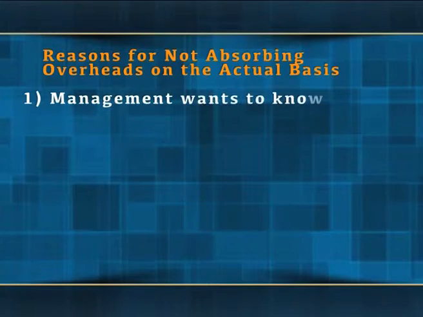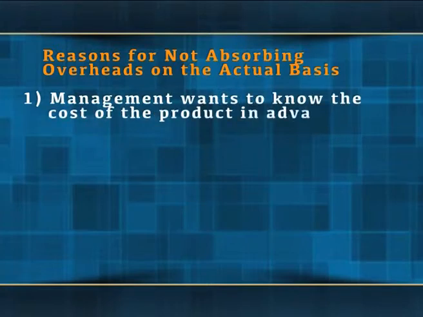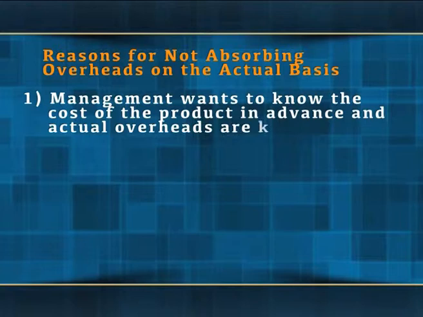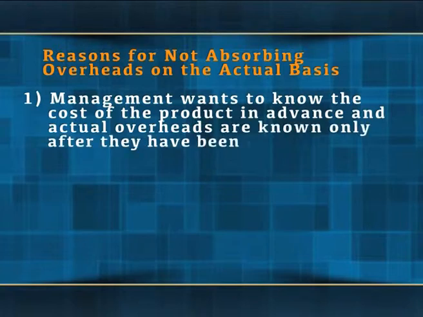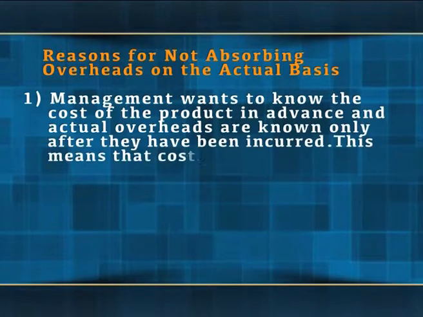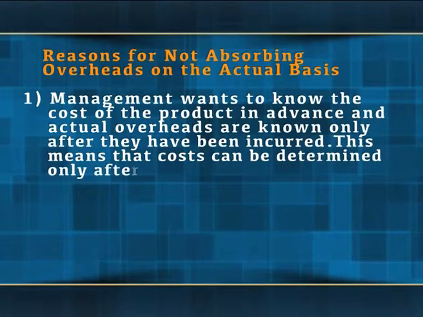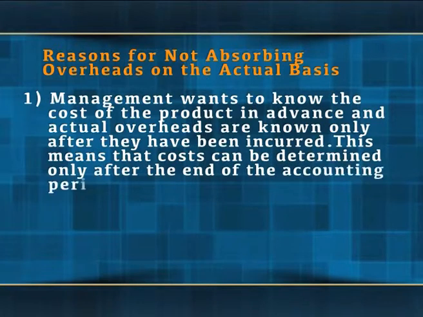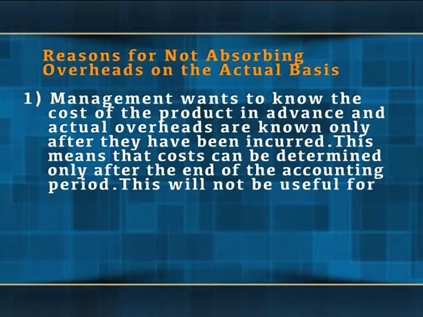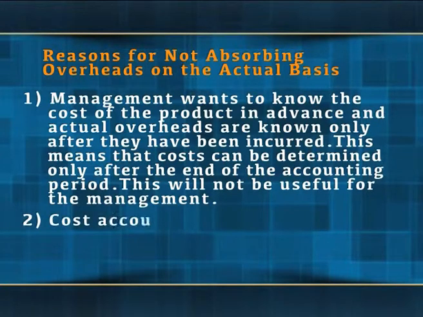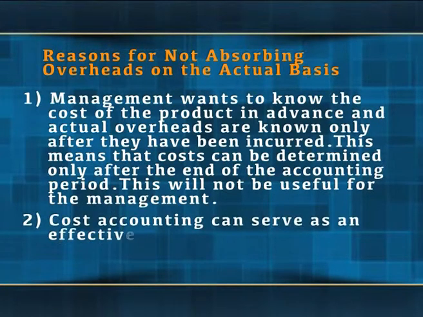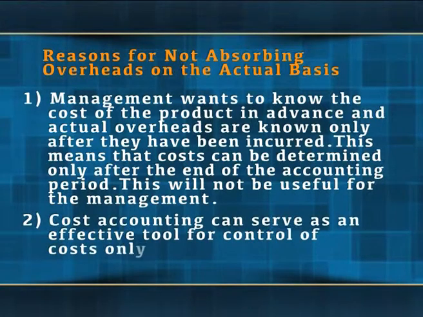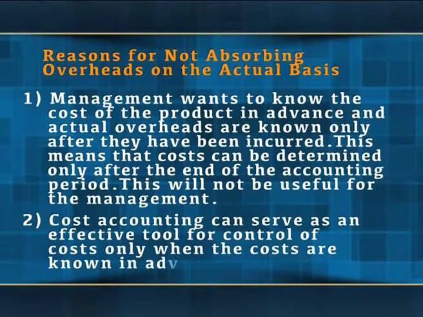Now let us look at the reasons for not absorbing overheads on the actual basis. Number 1, management wants to know the cost of the product in advance and actual overheads are known only after they have been incurred. This means that costs can be determined only after the end of the accounting period. This may not be useful for the management. Number 2, cost accounting can serve as an effective tool for the control of costs only when the costs are known in advance.